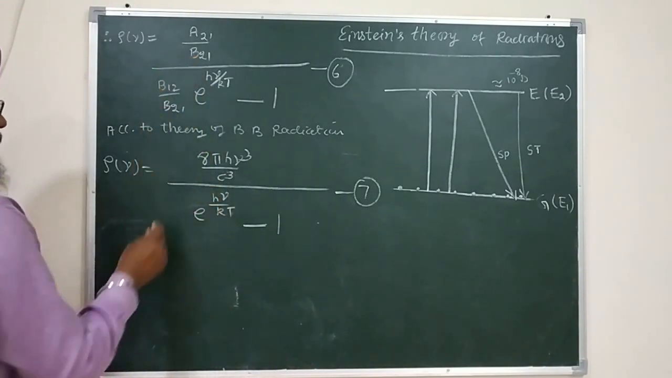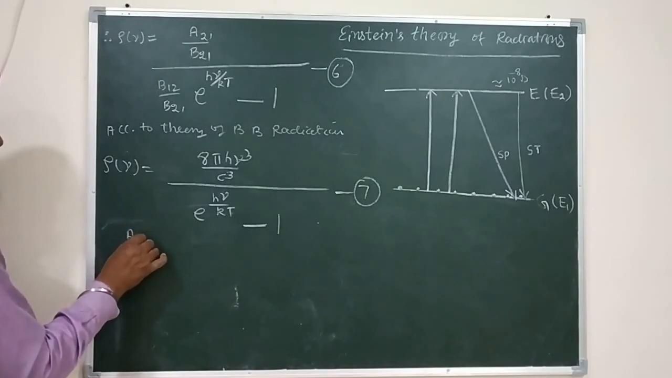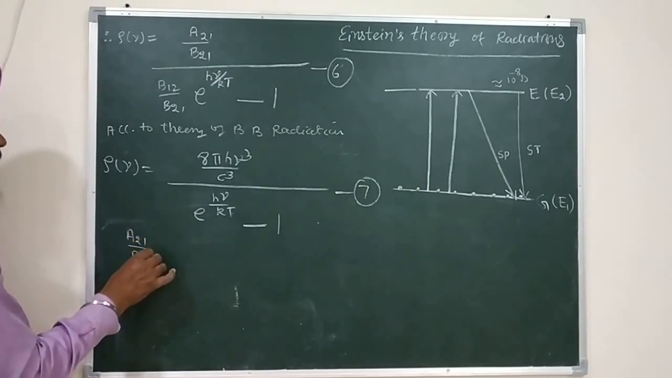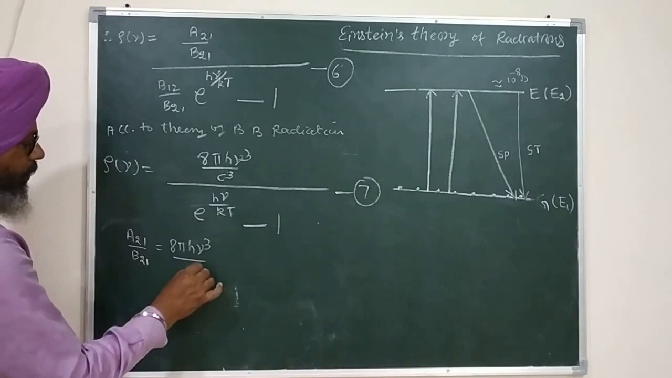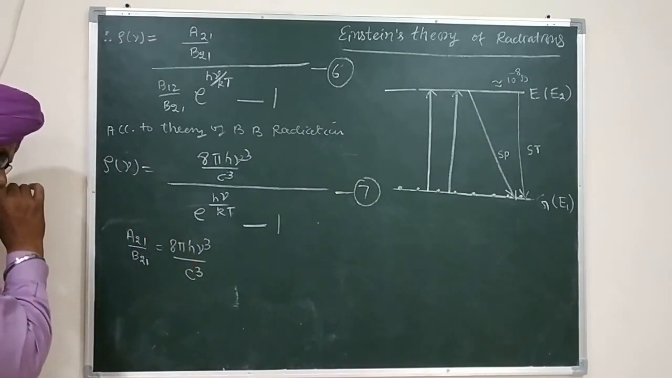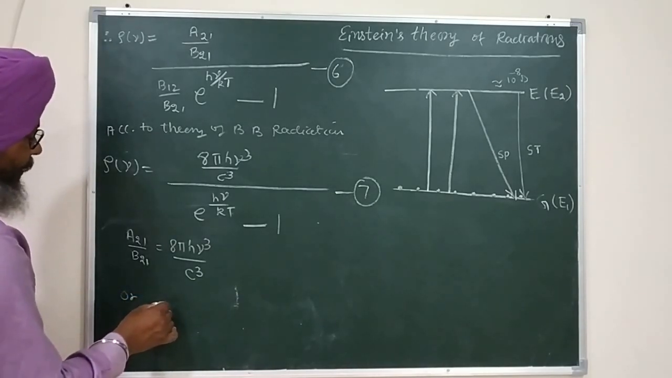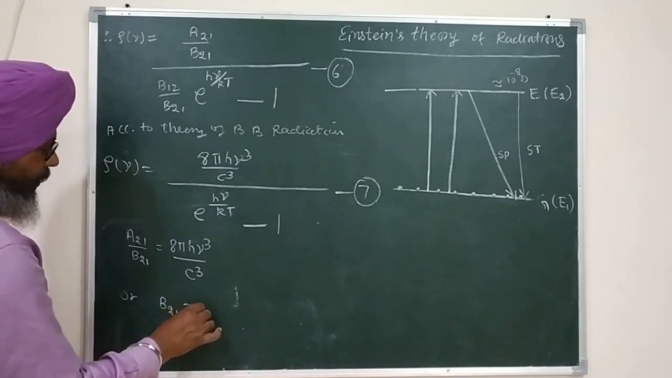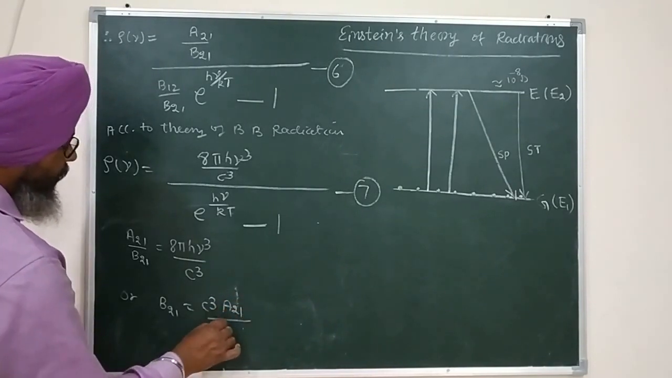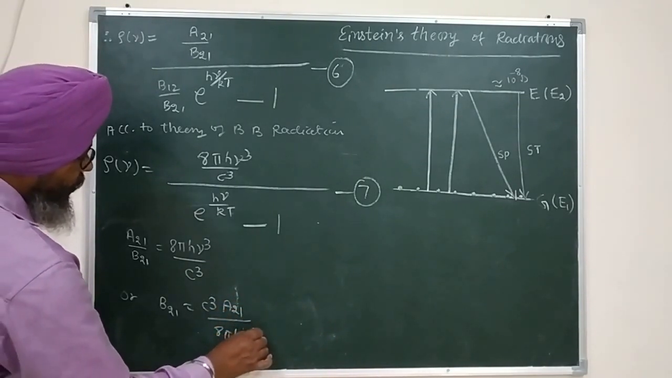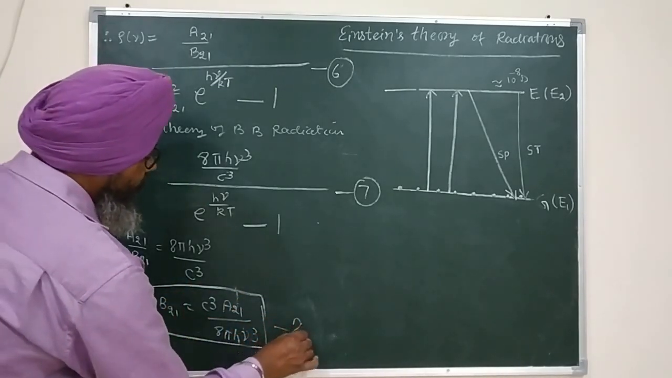So comparison of numerators will tell me that A21 upon B21 is equal to 8 pi h nu cube upon c cube, or I can write B21 is equal to c cube A21 upon 8 pi h nu cube. This is equation number 8.